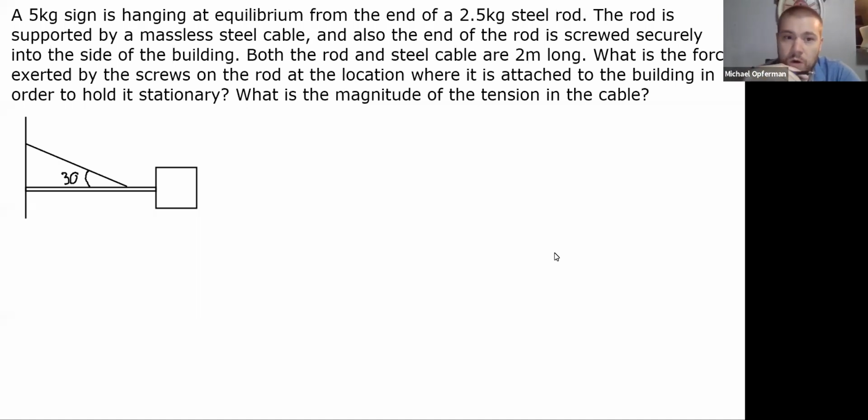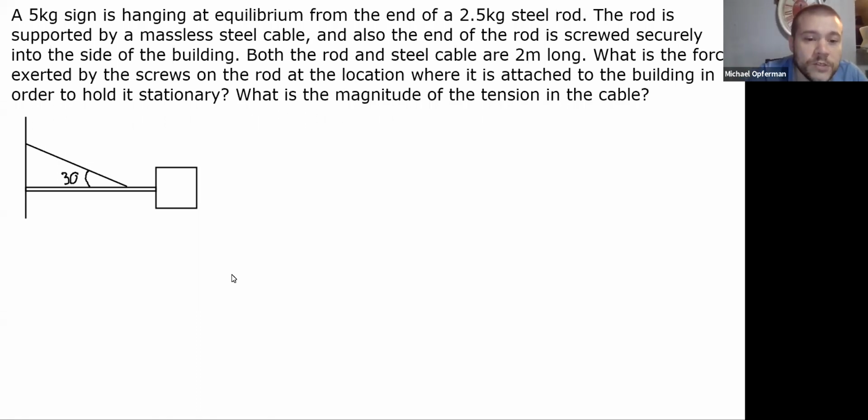And we want to know what is the force exerted by the screws on the rod, and what is the magnitude of the tension force in the cable. Okay, so again, there's a lot of information to digest here. The important thing is to be able to read that problem, identify that this is a static equilibrium question, and then follow the procedure for a static equilibrium question.